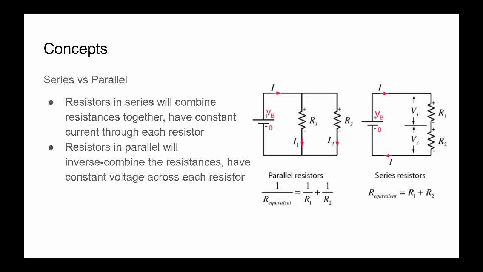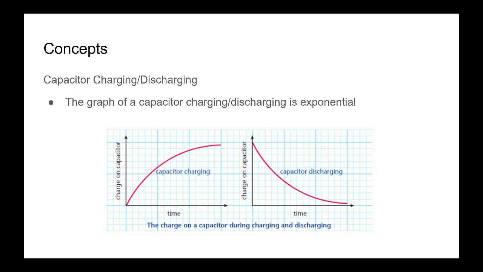The next concept is the concept of series versus parallel. So for resistors in series, their resistances will combine together, so you have R1 plus R2 plus R3 and so on. But for resistors in parallel, their resistances will combine inversely, so it'll be 1 over R1 plus 1 over R2 plus 1 over R3 and so on. And for capacitors, all you have to know is that when they charge or discharge, they do so exponentially.